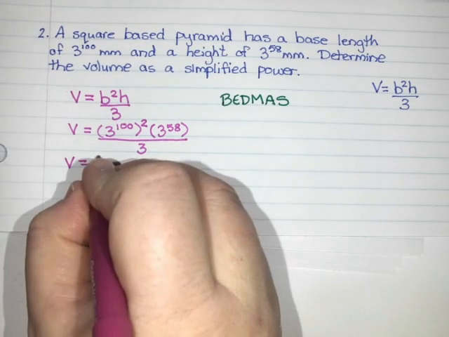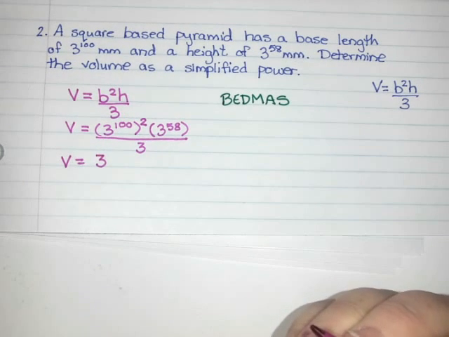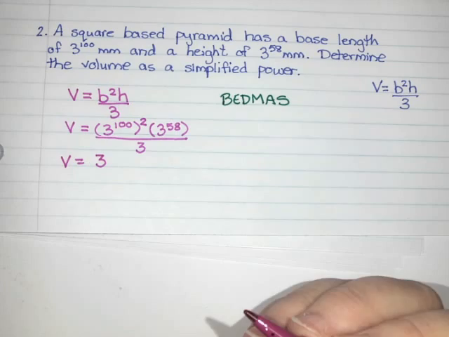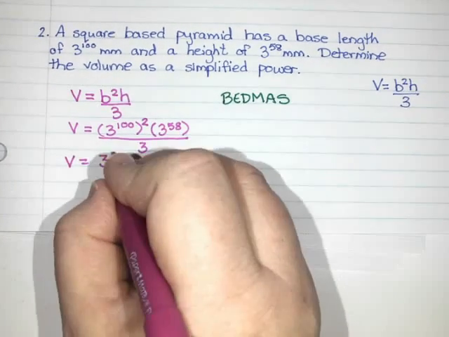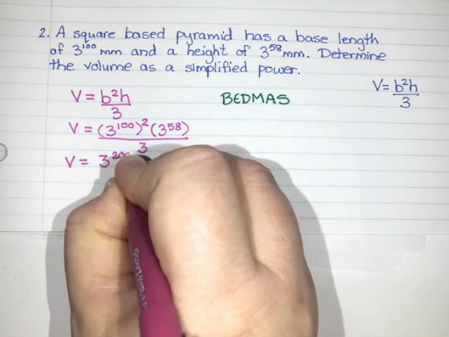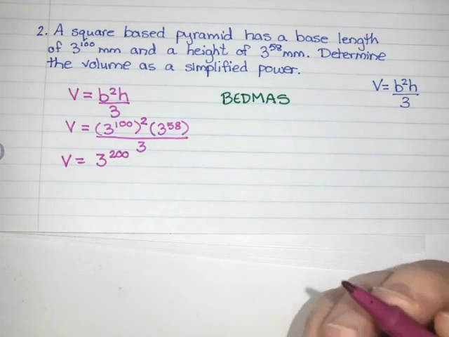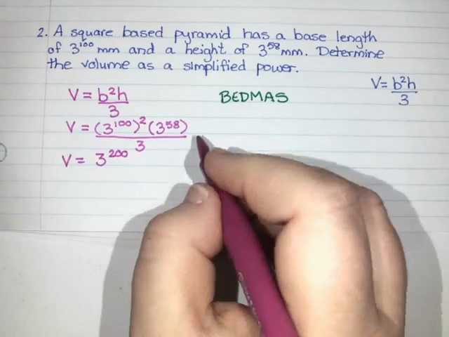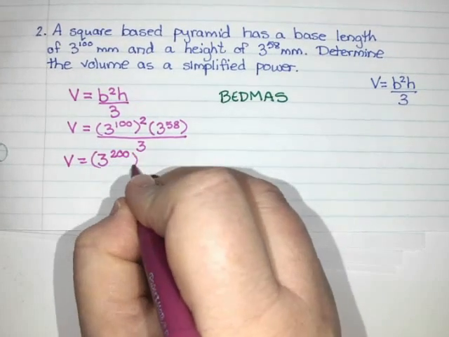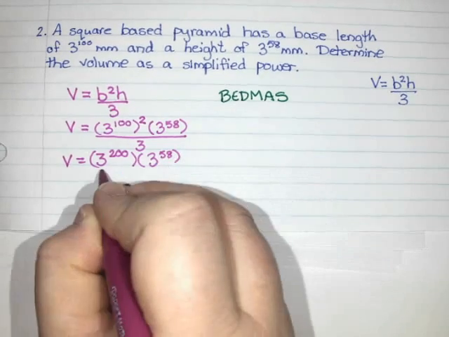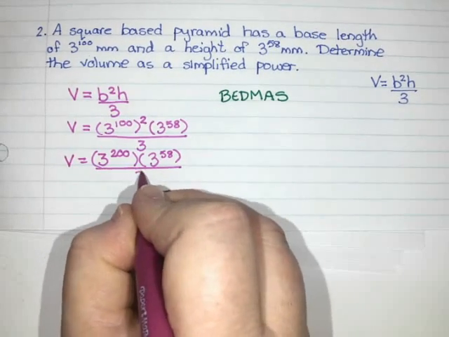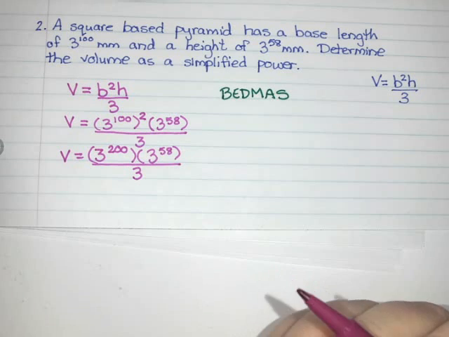So we learned that when you have one base with two exponents, you leave the base the same, and you multiply the exponents. So 100 times 2 is 200. So I have 3 to the power of 200, and that is still times 3 to the power of 58. So I am going to use a bracket just to show that we are still multiplying. And then that is divided by 3.